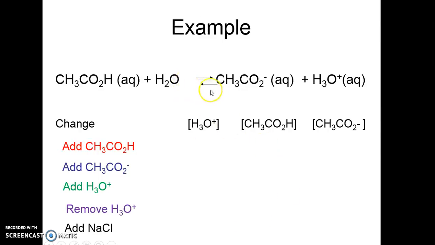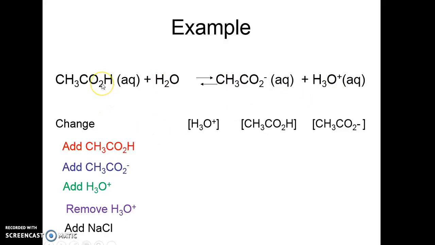Here's an example. Notice it is an equilibrium because of the double arrow. Here we have acetic acid and water. What do they make? This is called acetate, and this is called the hydronium ion. Let's look and see what happens if I add some of this. Now, the rule that we just learned is if I add something, what's with it goes down and what's opposite increases. This is called Le Chatelier's principle.